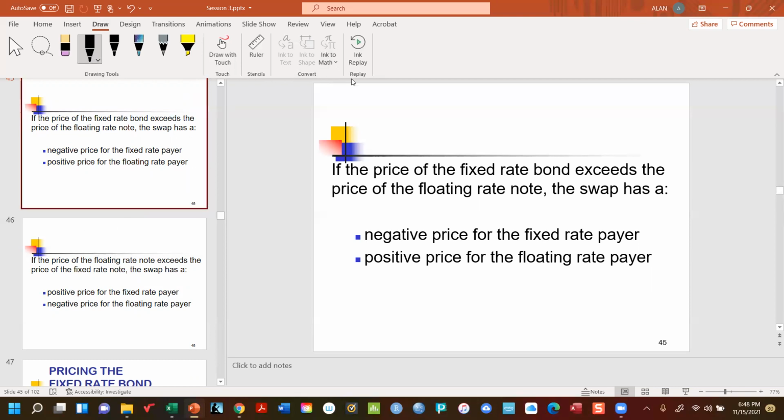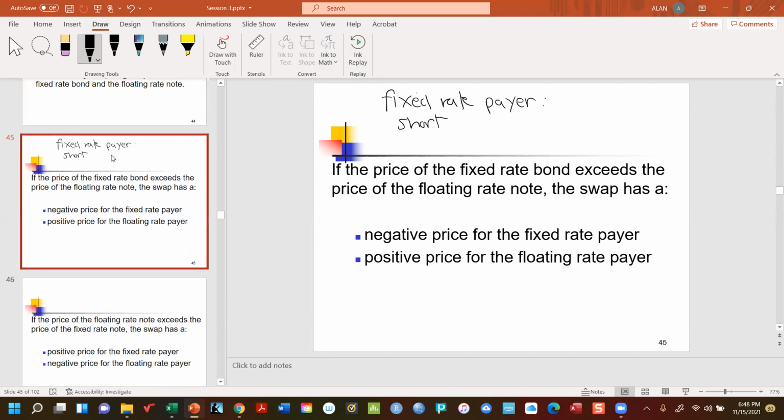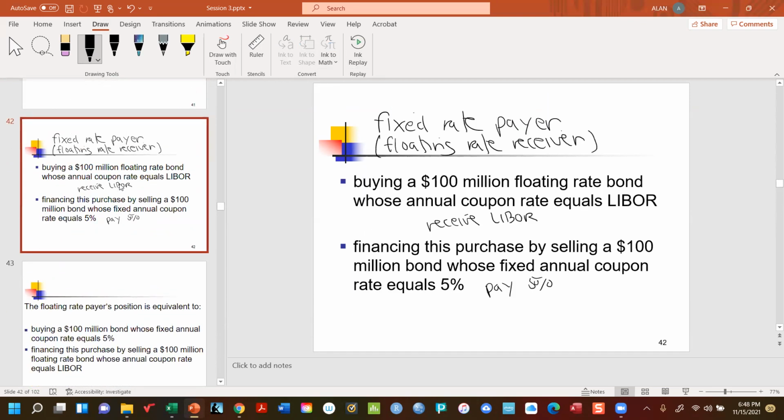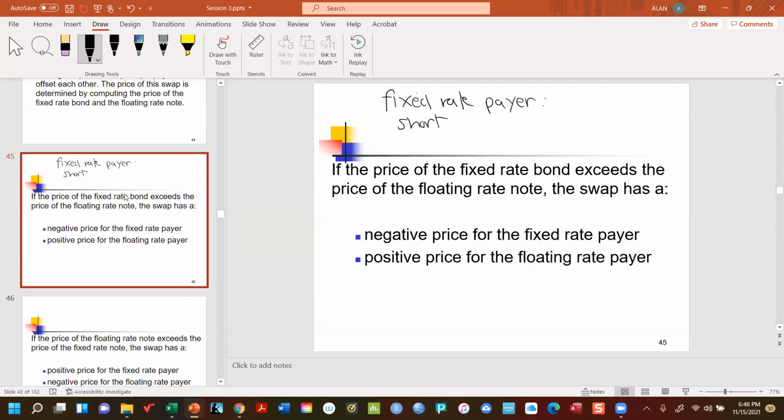Because the fixed rate payer, let me just quickly remind you, is short. Remember, let me just go back and remind you where we saw this. They're short the fixed rate bond. And when I say short, that means they've sold it, and they're long because they bought the floating rate bond.